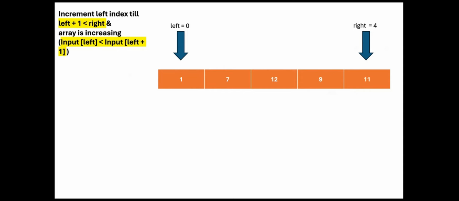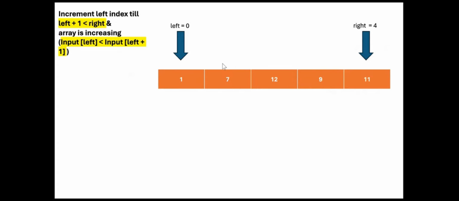And you can shift the left index to the next index only if the element at the next index, which is 7 in this case, is greater than the current element at the left index. So for example, left is at 0, left plus 1 is 1, and the element at left plus 1 is 7.